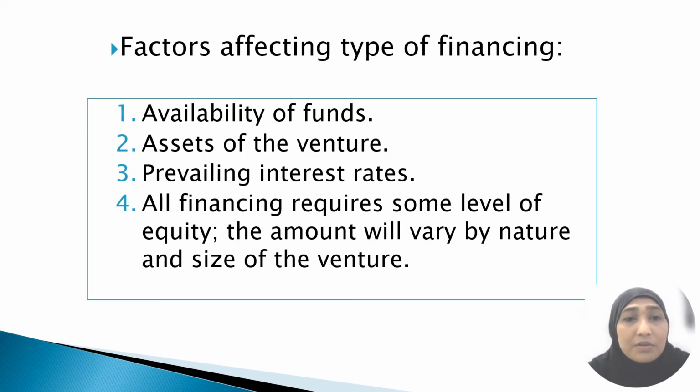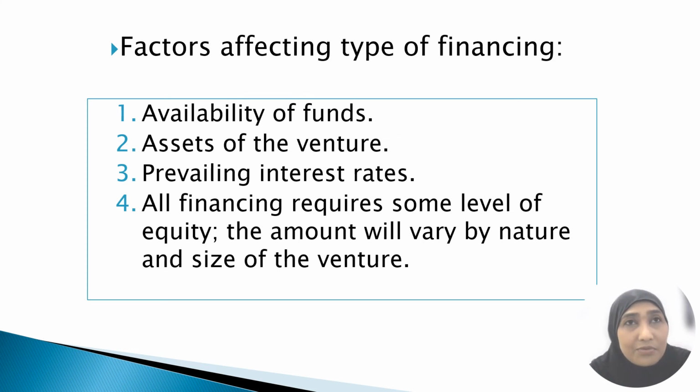Number two is related to the assets of the venture. Let's say you need a very modern, sophisticated machine that will cost you more than 50,000. Instead of buying in cash, you decide to go for leasing or hire purchase. So it depends on what type of asset you need. If it is a small business and the cost of the machine is only 200 ringgit, then you may buy in cash. It depends on the type of assets of the venture itself.